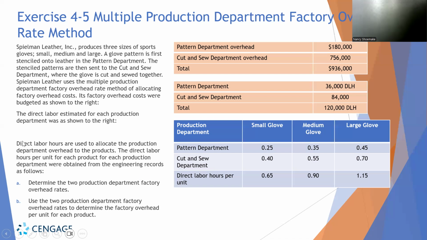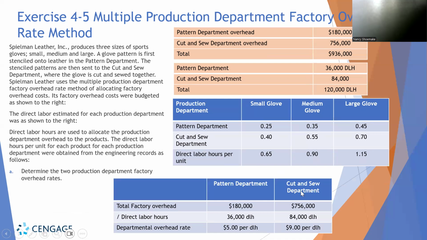Direct labor hours are used to allocate the production department overhead to the products. The direct labor hours per unit for each product for each production department were obtained from the engineering records as follows. So we're going to determine the two production department factory overhead rates. And then we're going to use the two production department factory overhead rates to determine the factory overhead per unit for each product. So we see the pattern overhead, the cut and sew overhead, and then our hours for each. And we see what's needed for the small glove in each department, the medium glove in each department, and the large glove in each department.